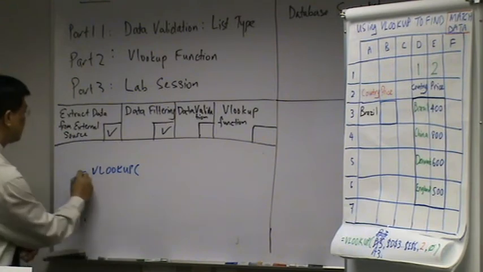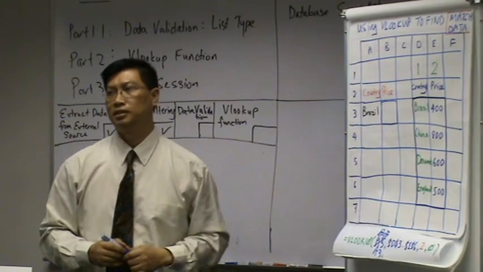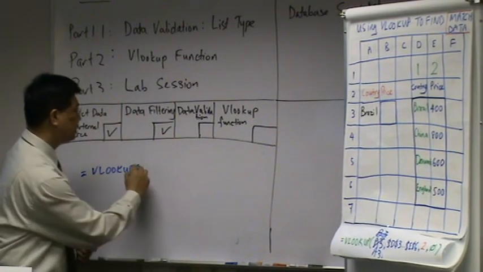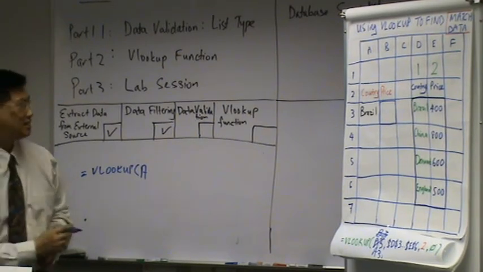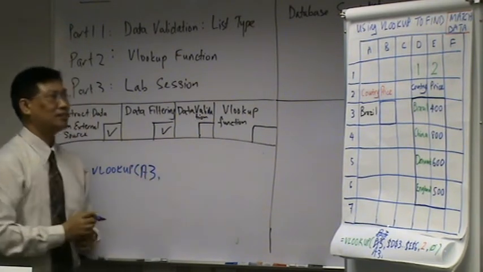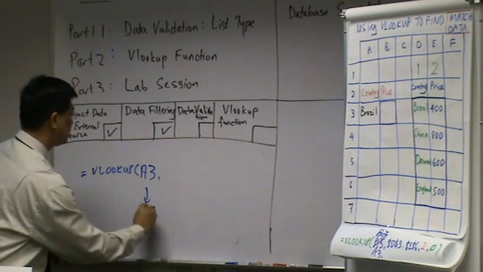Right? So in this sense, what you need to do is specify what the input is. And in this sense, the input will be, anybody want to make a guess? So it's A3. Right, so that will be the input. So the first portion will be the input.